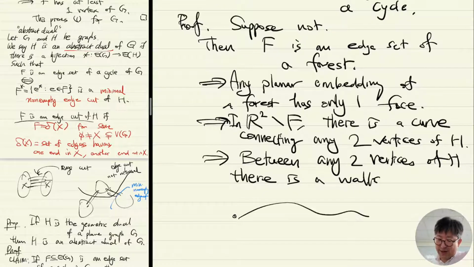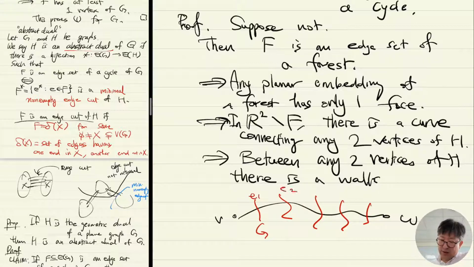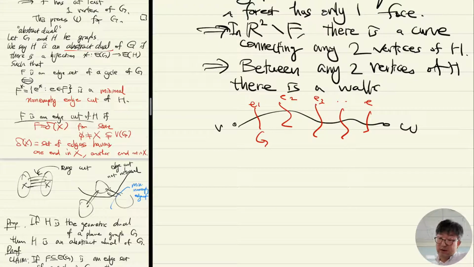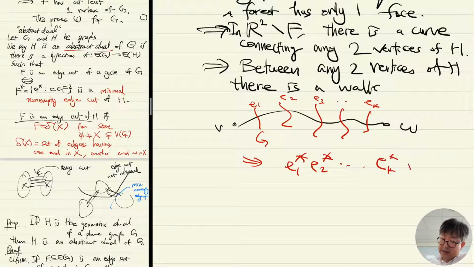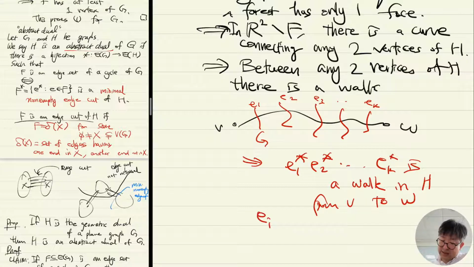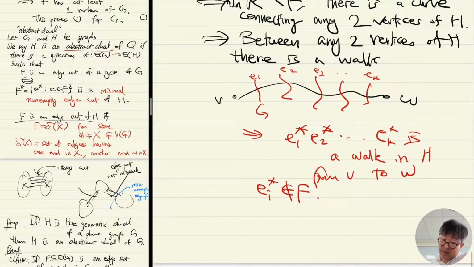Because if I have a curve connecting two vertices V, W, and here are the edges crossing, edges of G, right? E1, E2, E3, and none of these edges are in F, right? None of these edges are in F. So if I have these edges, then E1 star, E2 star, EK star is a walk in H from V to W, where none of these stars are in F. None of them are in F.